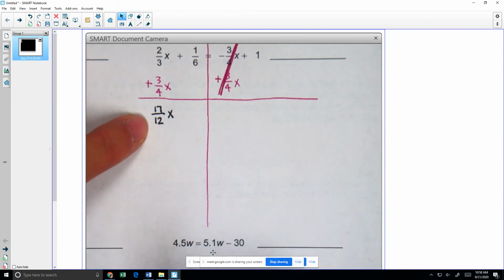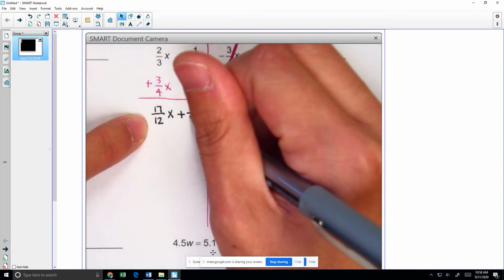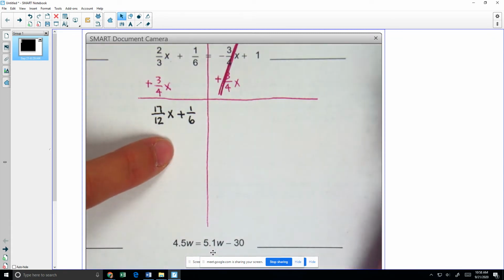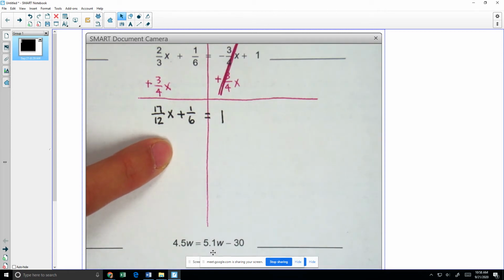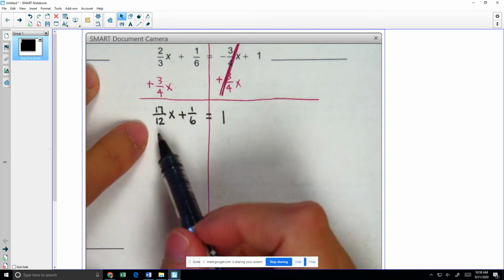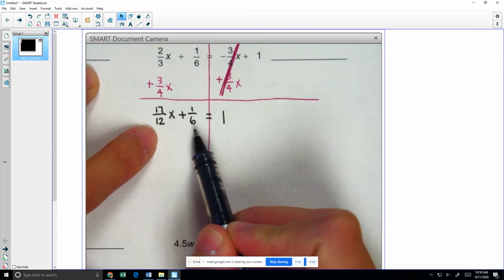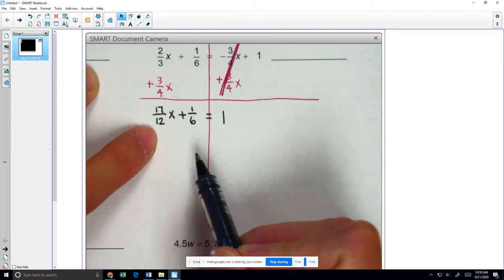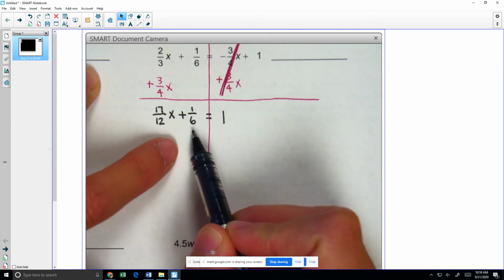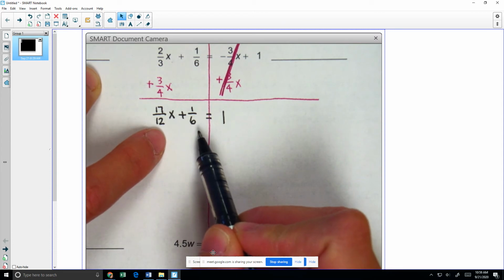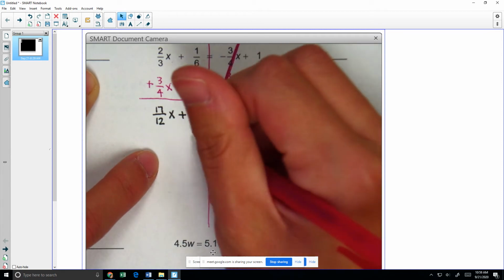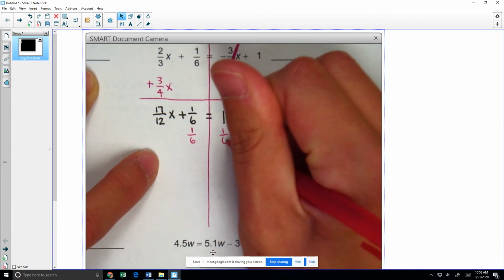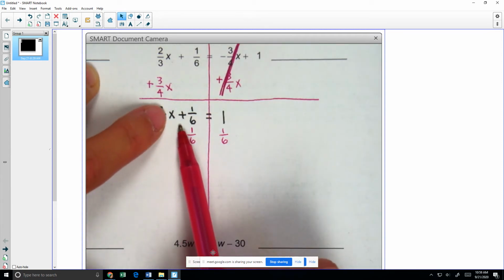So 17/12 x plus 1/6, just drop it down, equals plus 1, so that's just positive 1. Okay, move either 17/12 or 1/6. Does anyone think they know which one, Aaron? 17/12. Nope, close, the 1/6. Because it's a number that's farther away from the x. Always do the one that's on the same side, but farther away from the x. So move the 1/6.